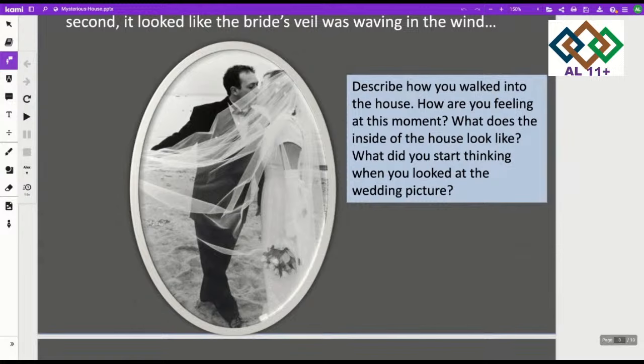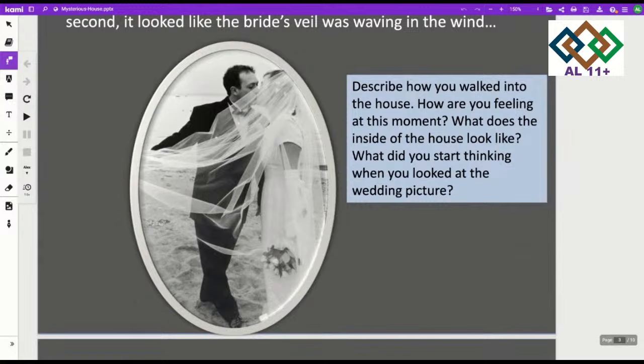What did you start thinking when you looked at the wedding picture? What thoughts came into your mind? So you have to think about your thoughts. Imagine you're going to a house which is really dark. You have nowhere to go. You're going inside. You are scared. You're shivering with terror because you're so scared.